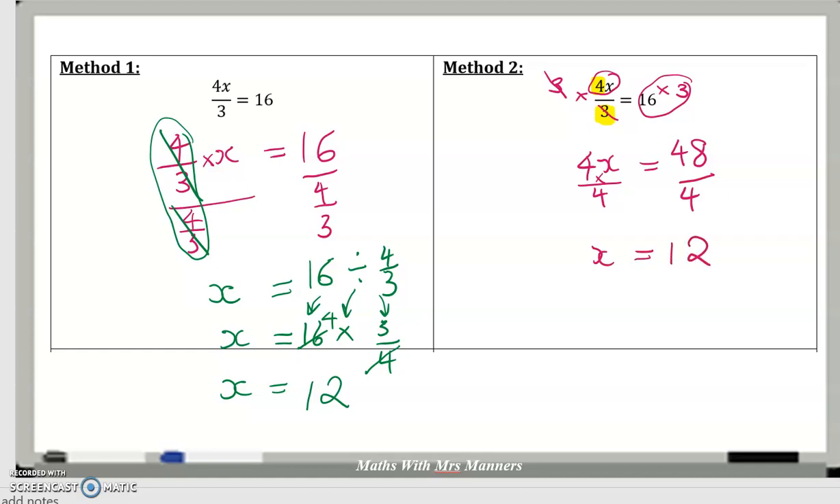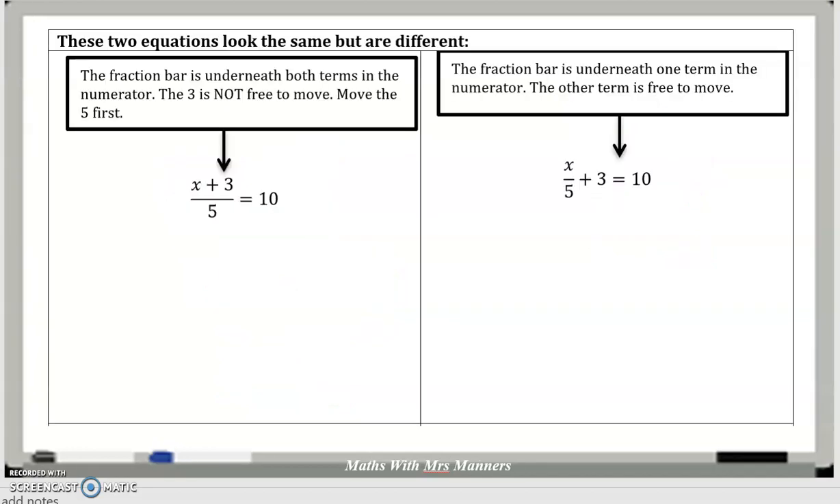So it doesn't matter how you proceed, you will get the same result if you use either method. Just understand there are more than one way to solve each of these equations. All right, next set of equations. This is as hard as it gets in the two-step equations.